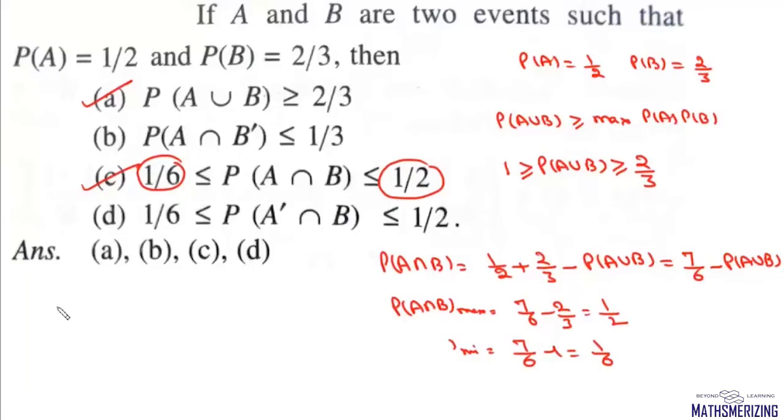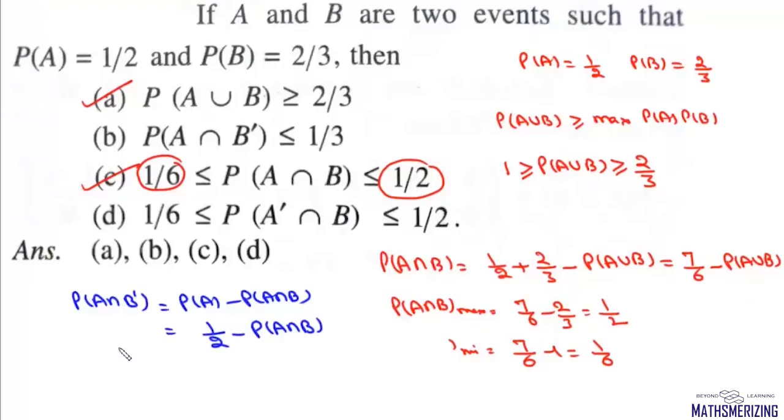Now we look at this option B. This is probability of A intersection B complement, and it is probability of A minus probability of A intersection B. Now probability of A is 1 by 2 minus probability of A intersection B. Now it will have its maximum value when A intersection B is minimum. Its minimum value is 1 by 6. So if we put 1 by 2 minus 1 by 6, it will be 3 minus 1 by 6, so it will be simply 1 by 3. That means this option B is also correct.